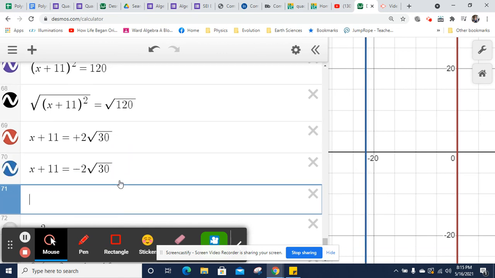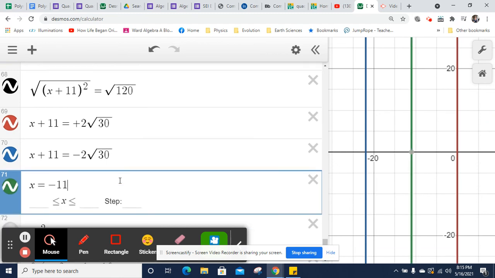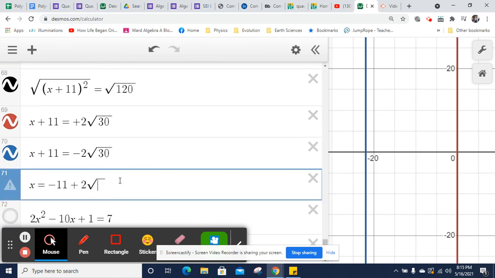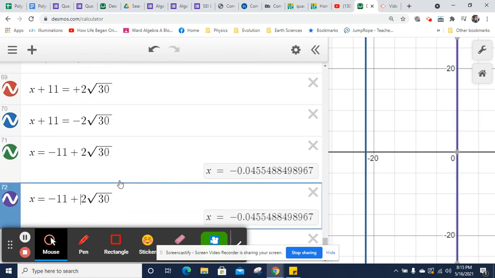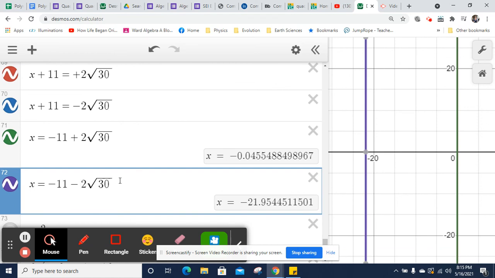And now we can subtract 11 from both sides, so we get minus 11 plus 2 square root of 30, and I'll just copy that because it's going to be negative 11 minus 2 square root of 30. And you're done with that.